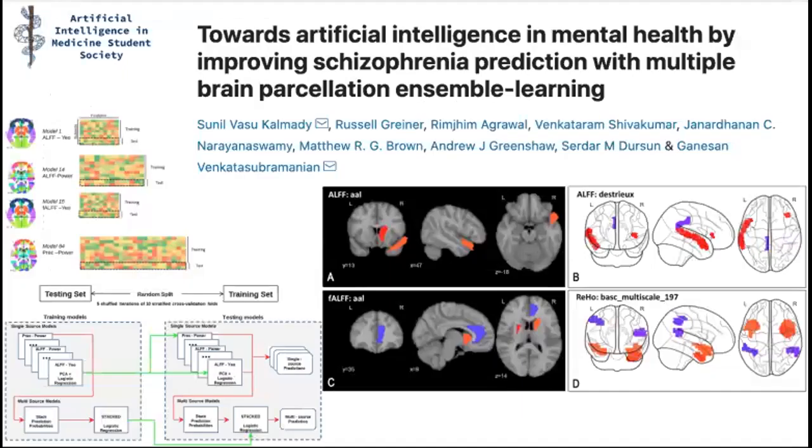And there's this really cool paper. Actually, the main author, Dr. Kalmadi, is a postdoc here at the U of A. He works with Dr. Russell Greiner currently, but this is one of his works. Basically, he used functional MRI, so fMRI, and the resting state would be used to classify schizophrenia.